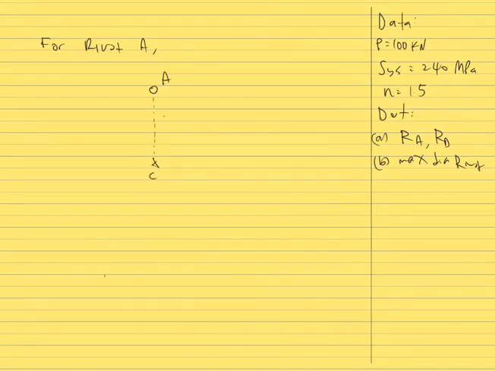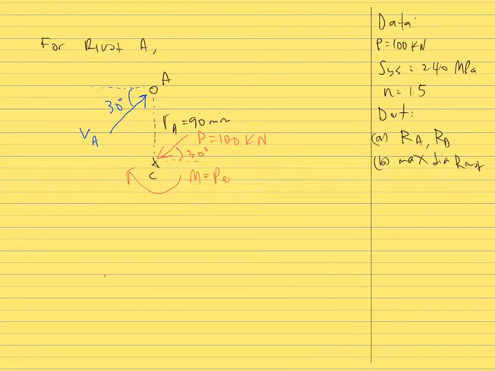to centroid, so the RA is 90 mm, and then we have applied load acting on centroid, so P is equal to 100 kilonewton at 30 degree angle, and then we have resisting shear force acting opposite with the applied force, which is VA with angle of 30 degree, and then we have applied moment acting at center also, which is equal to PE, and then we have resisting moment at rivet A, MA is equal to FTA times with RA.